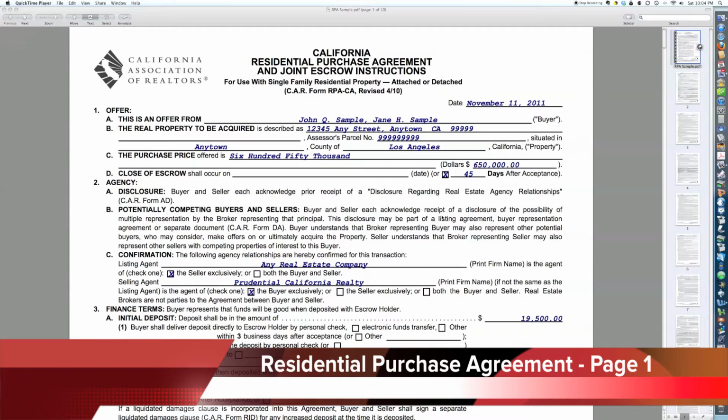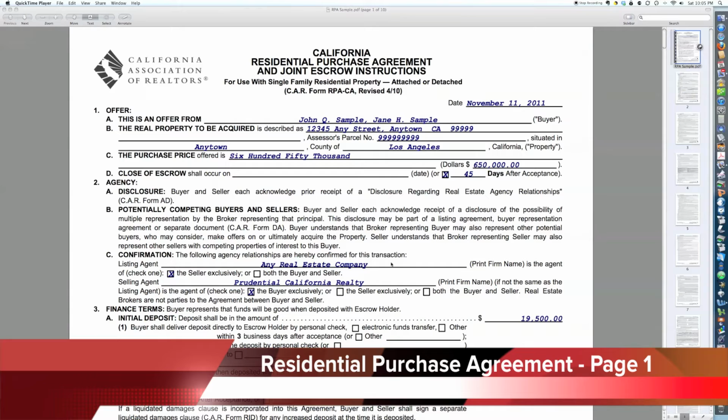2B indicates that you have received in that disclosure the possibility of multiple representation. So the broker could be representing both the buyer and the seller, or the broker could be representing more than one buyer who might be trying to make offers on this same property. And the seller understands that the broker represents sellers, and they may also represent other sellers who have competing interests.